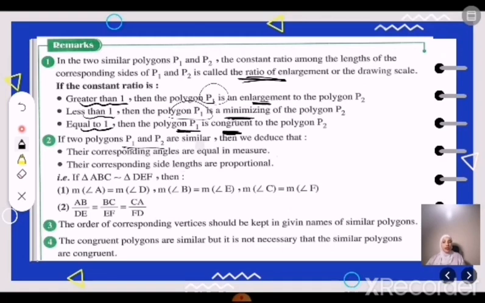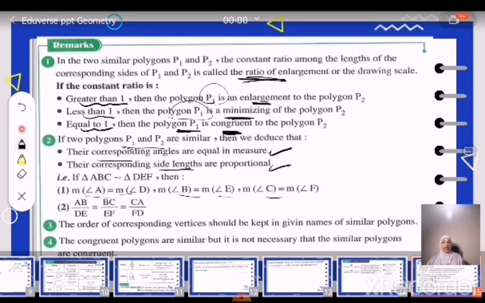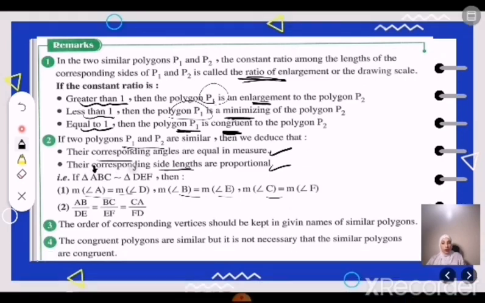If the two polygons are similar, then their corresponding angles are equal in measure and their sides are proportional. Like here, triangle ABC is similar to triangle DEF, so the corresponding angles are equal. It means angle A equals angle D, angle B equals angle E, angle C equals angle F. That is the meaning of the word corresponding. And the sides also are proportional. Of course, the order of the vertices should be kept in naming similar polygons. And congruent polygons are similar, but similar polygons are not necessarily congruent.